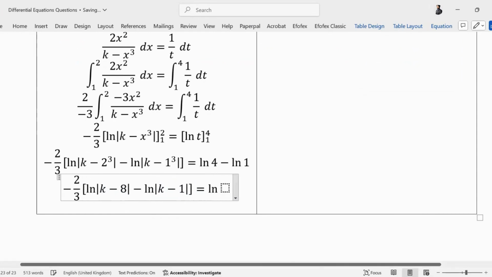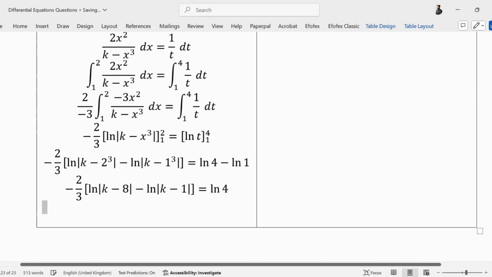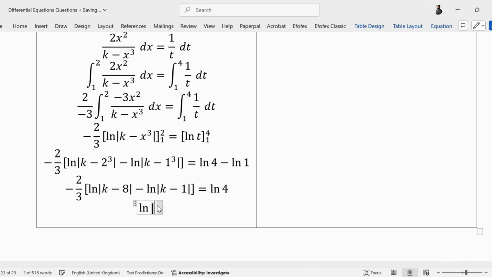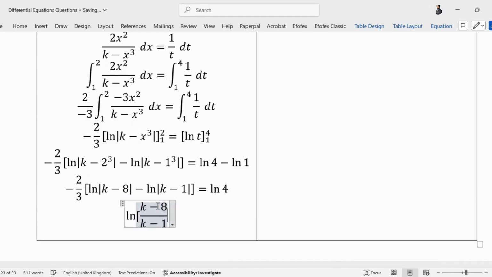And this should give me ln 4. I can just take this minus 2 upon 3. This 3 is dividing on this side, it will go and multiply. Minus 2 can divide. And I can write it as ln of (k minus 8) upon (k minus 1) is equal to minus 3 upon 2 ln of 4.